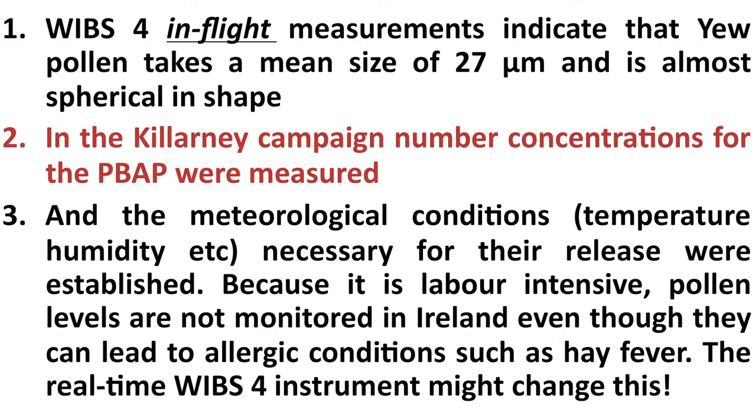And in conclusion, 1. The WIBS-spore instrument determined the diameter of the hew pollen in flight to be 27 microns, and to be very spherical. 2. It was able to determine the total number of particles during the Killarney National Park campaign. And 3. It was able to determine the meteorological parameters which best suited pollination during the campaign.